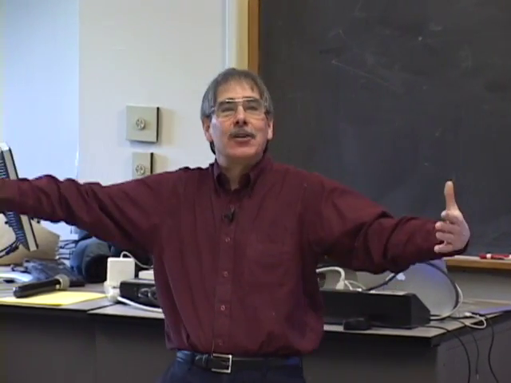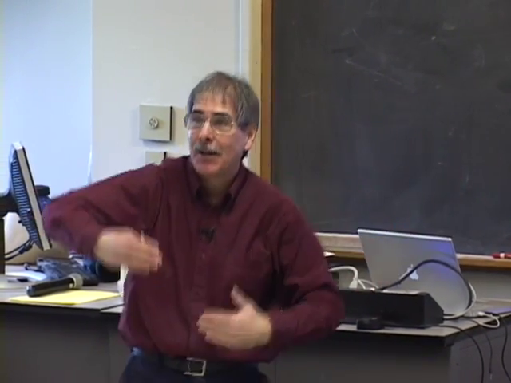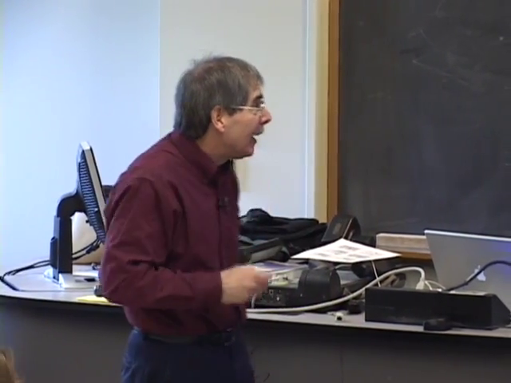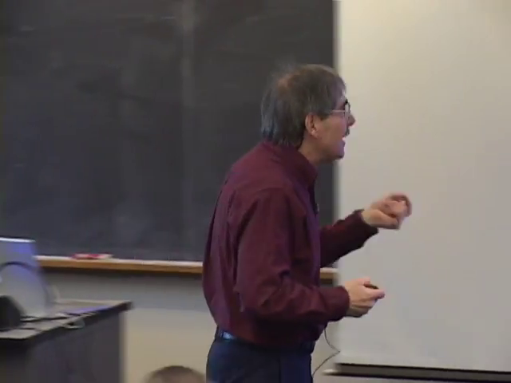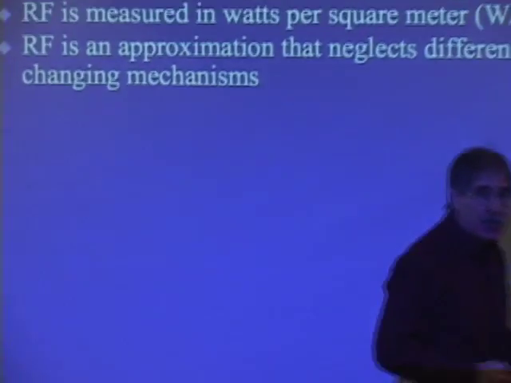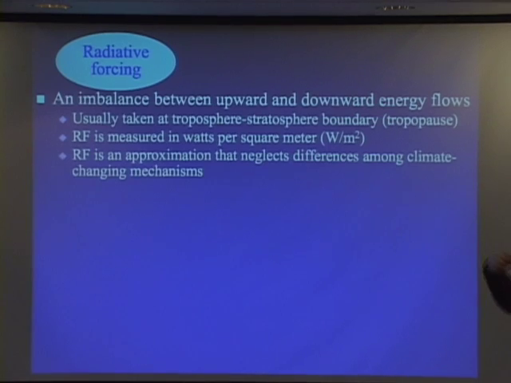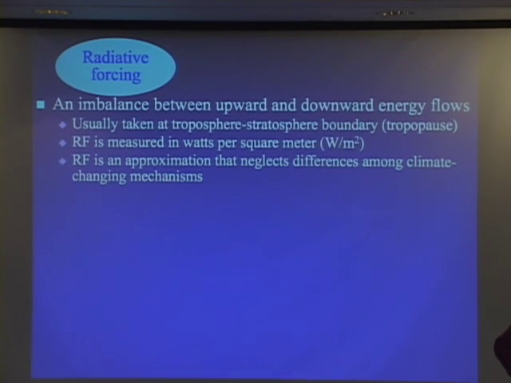Climate scientists sort of average this over the whole planet, and they talk about what's happening on a square meter instead of the whole planet, because the numbers are more manageable. It's an approximation. It neglects differences among different climate-changing mechanisms. For example, if the sun gets hotter or brighter and dumps an extra watt per square meter into the Earth's system, that has the same effect, according to this forcing concept, as if more greenhouse gases went in the atmosphere and blocked 1 watt per square meter going out.